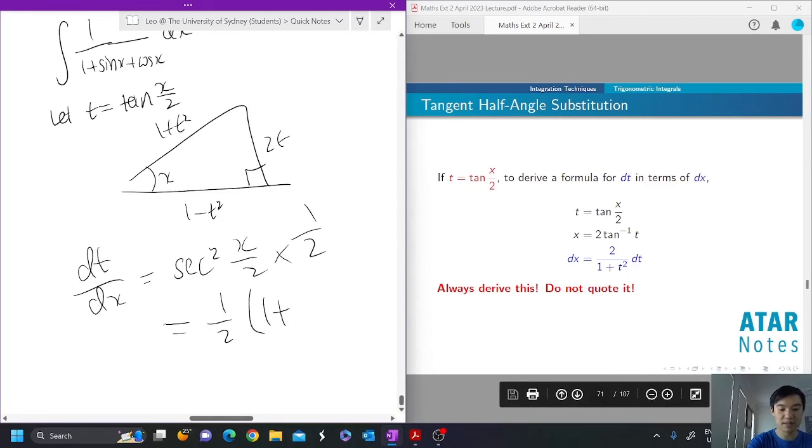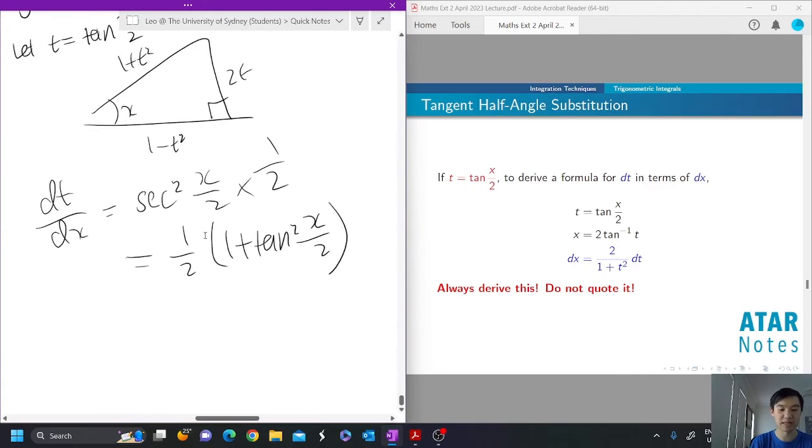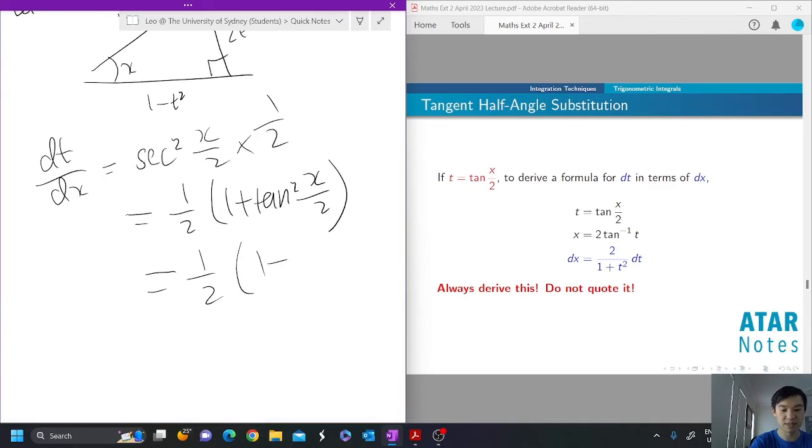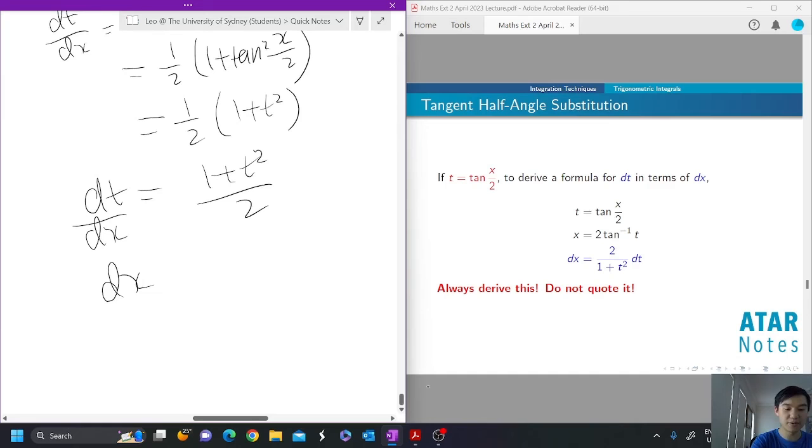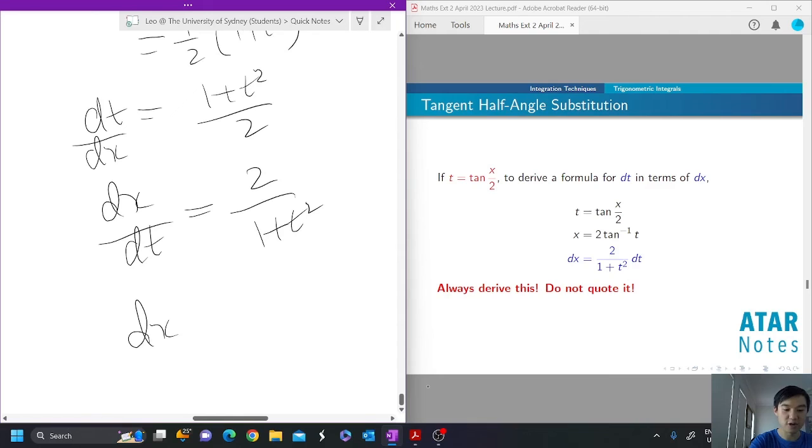Remember that sec squared is 1 plus tan squared. So I'm going to change the sec squared into 1 plus tan squared. So that's going to be 1 over 2. We said that t is equal to tan x over 2, so this is 1 plus t squared. So dt over dx is going to be half of 1 plus t squared, that is 1 plus t squared over 2. So therefore, when I flip it, dx over dt is going to be 2 over 1 plus t squared. And hence dx is going to be 2 over 1 plus t squared dt.